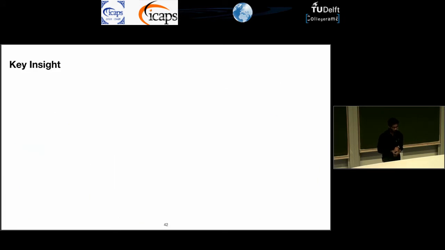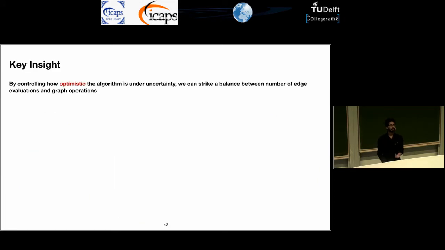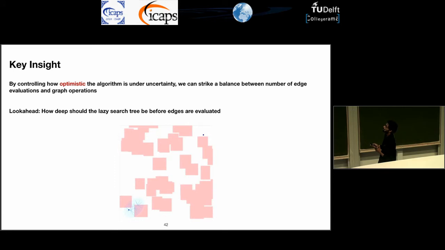So the key insight is that by controlling how optimistic the algorithm is, how deep you want the search tree to propagate using the lazy estimates, we can strike a balance between the two costs that make up the planning time. And the way we define lookahead is the number of edges by which you want to push your search tree forward before you start evaluating edges to validate this search tree that you have built. Essentially, we want to control the size of this light blue blob that is being built as the search progresses.